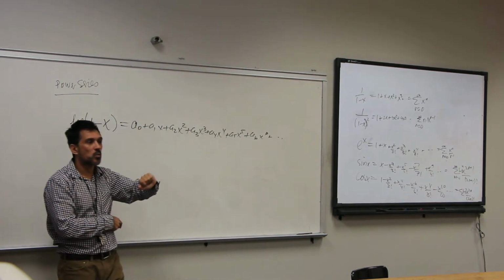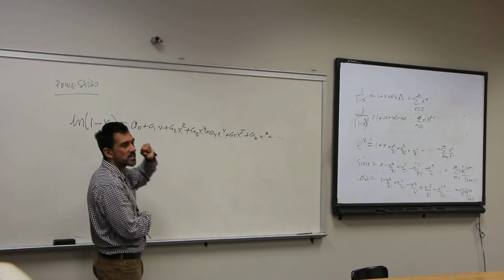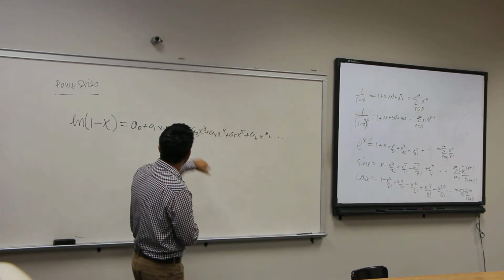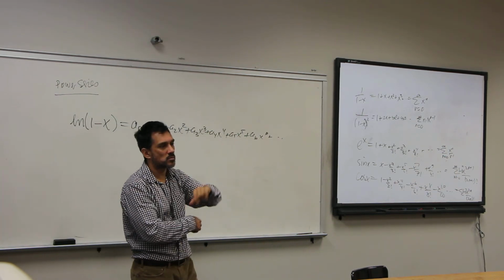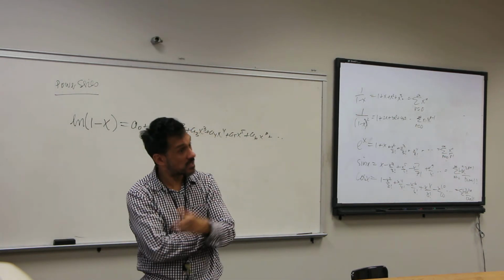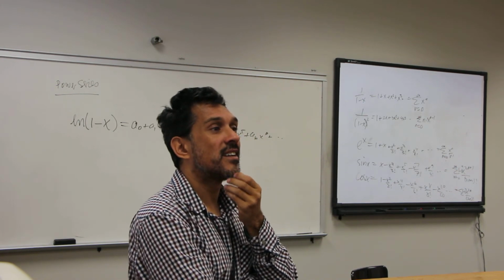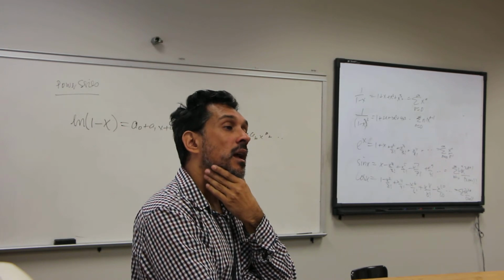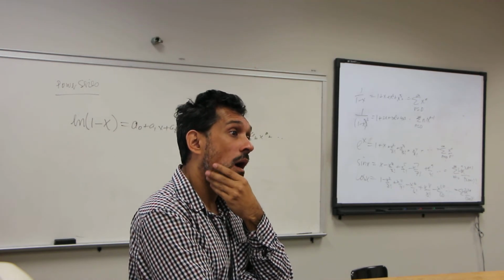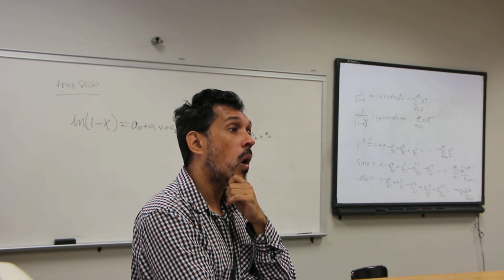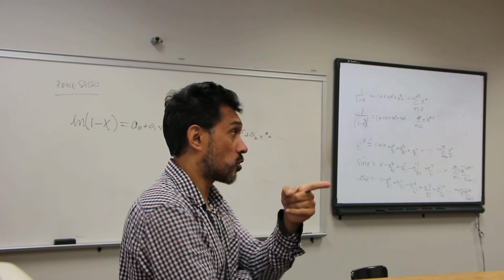What is E0? What is E1? What is E2? That's the hard way to do it. Anybody know what's the easy way to do it? Yes? Could you take the integral of that, 1 over 1 minus x? Correct.